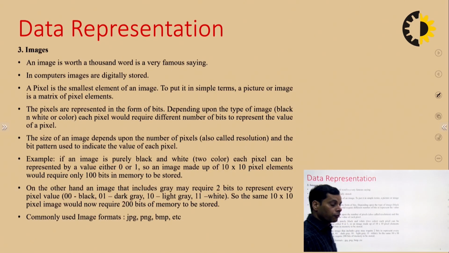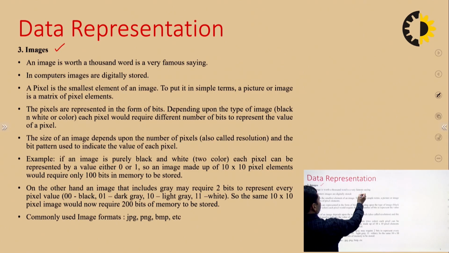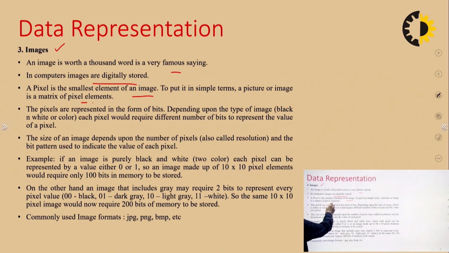Images may also show some information. Data can be represented as text, numbers or images. An image is worth 1,000 words is a very famous saying. In computers, images are digitally stored. A pixel is the smallest element of an image. To put it simply, a picture or image is a matrix of pixel elements. The pixels are represented in the form of bits. Depending upon the type of image, each pixel would require a different number of bits to represent its value. So the size of an image depends upon the number of pixels and the bit pattern to indicate the value of each pixel.